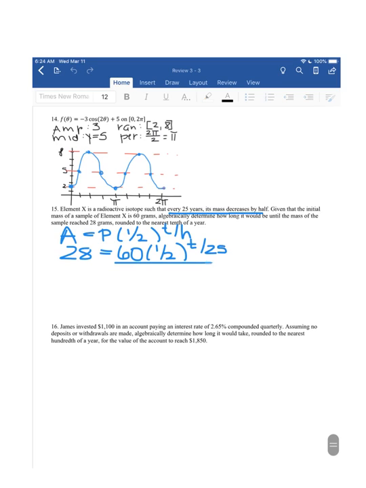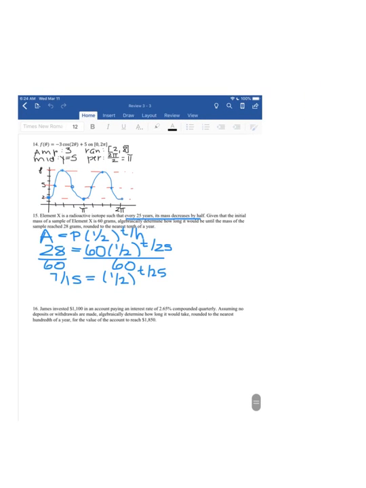So first, you're going to divide both sides by 60. 28 divided by 60 gives me 7/15 equals 1/2 raised to the time over 25. If you want to write that as a decimal, you can. Just remember not to get rid of that number in the calculator. You need the entire decimal. So then you take the log of both sides. So log of 7/15 is equal to time divided by 25 times log of 1/2.